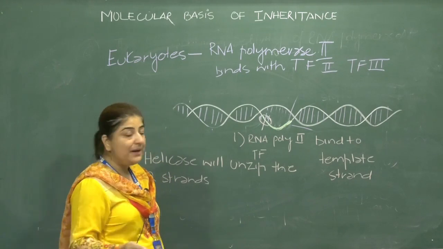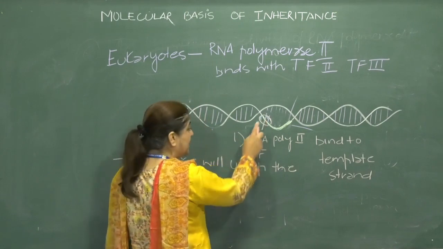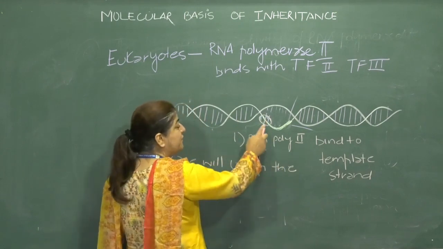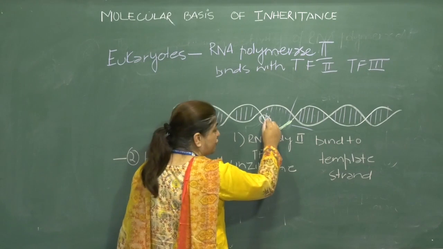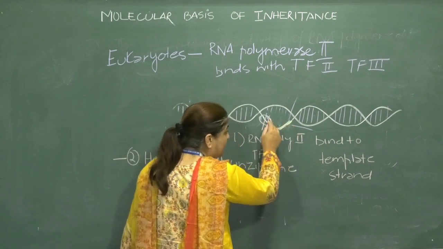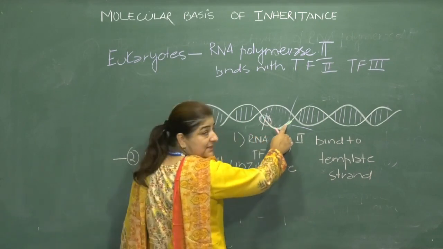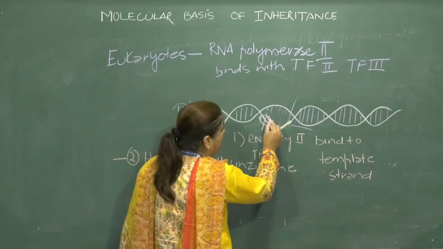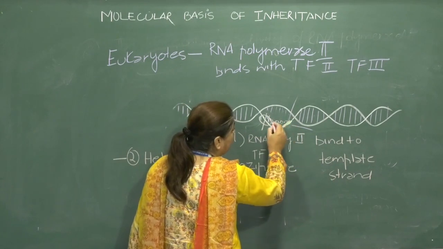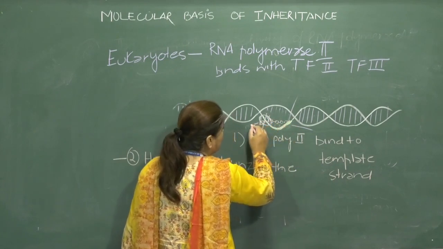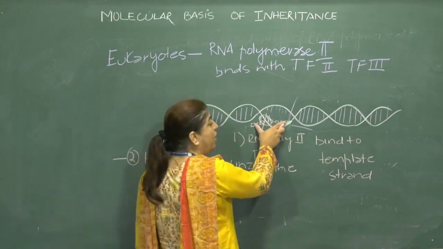Once this is stabilized, what will happen now? This is the promoter. Once this RNA polymerase and transcription factor bind to the promoter, they will move to the structural gene. Now this is the structural gene. Once they move to the structural gene, they will read the sequences on this structural gene and polymerize. The RNA polymerase will go on adding the ribonucleotides.